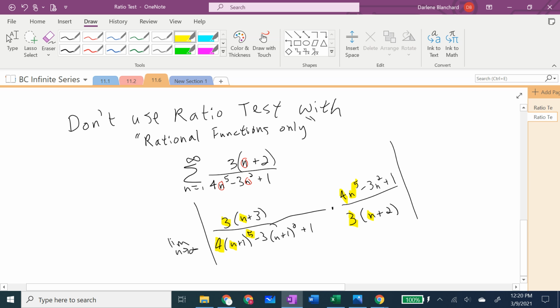So take a good look to see that the ratio test will not work with rational functions. And I'm going to add in also that if you throw in a square root, it's going to be the same situation. So if you see rational functions or maybe rational functions with roots, the ratio test is not going to help you.